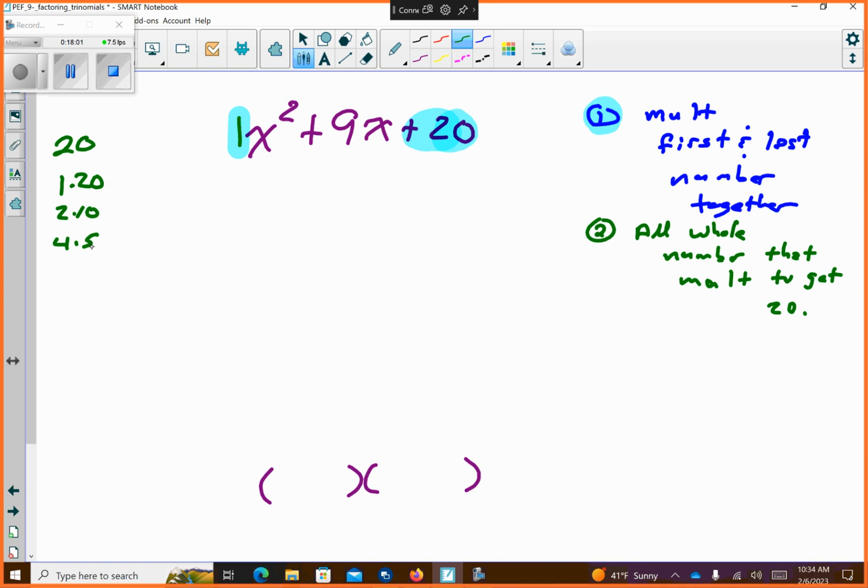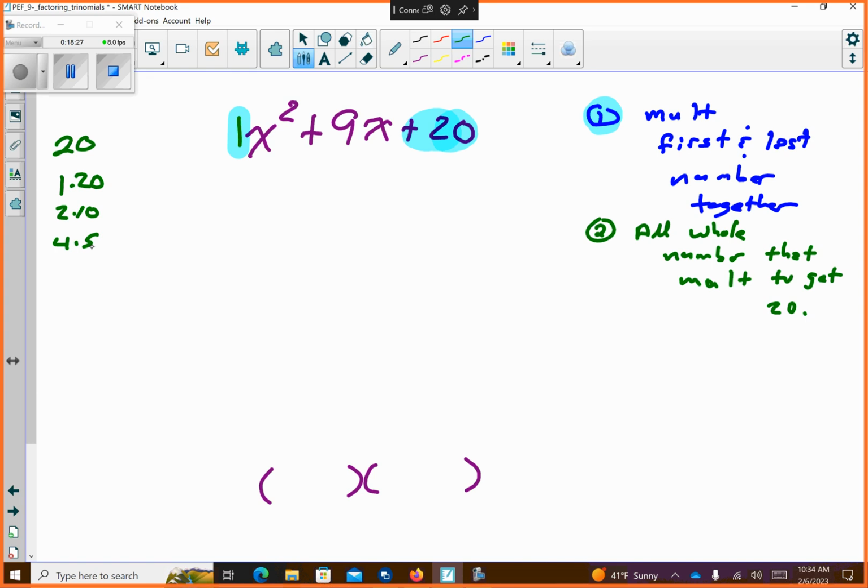There's one more. 5 and 4. Okay, now let me just pause, stop, regain our thoughts for a second. Does everyone agree that 1 times 20 is 20? Does everyone agree that 2 times 10 is 20? Does everyone agree that 4 times 5 is also 20? Is there any other two whole numbers that I could multiply together to get 20? 20 times 1, 1 times 20. Yeah.